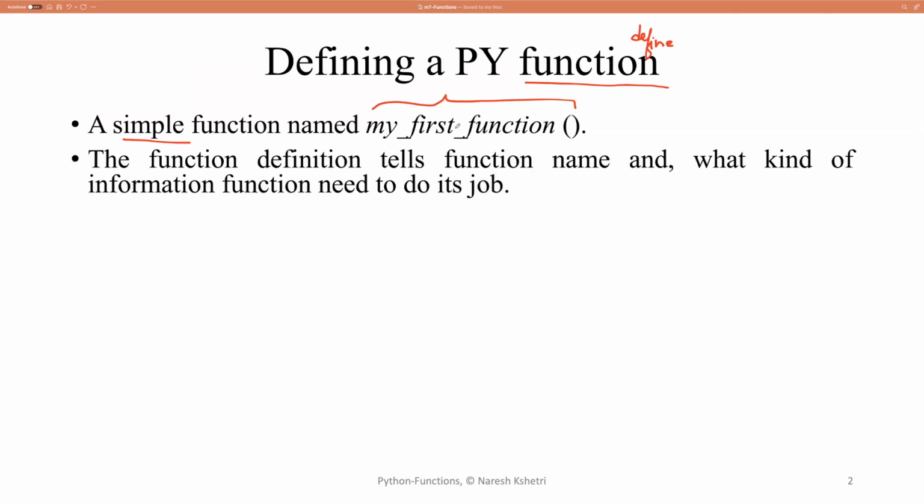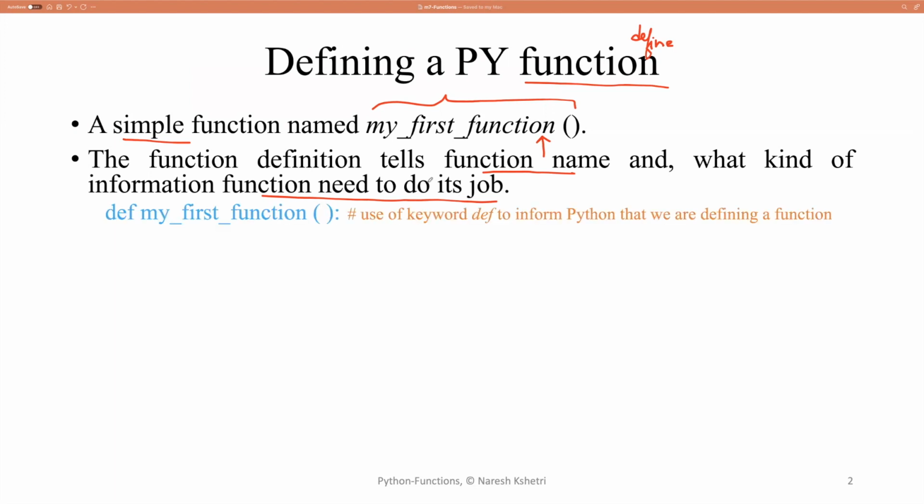The function definition tells about the function name and what kind of information the function needs to do its job. This is the first simple function. We don't have much of a job here, we just say hello. Then we define the function, and there are two special things: the def keyword and the colon. Remember these two things. We need to use the def keyword to inform Python that we are defining a function. Only then does Python know that we are defining that function.